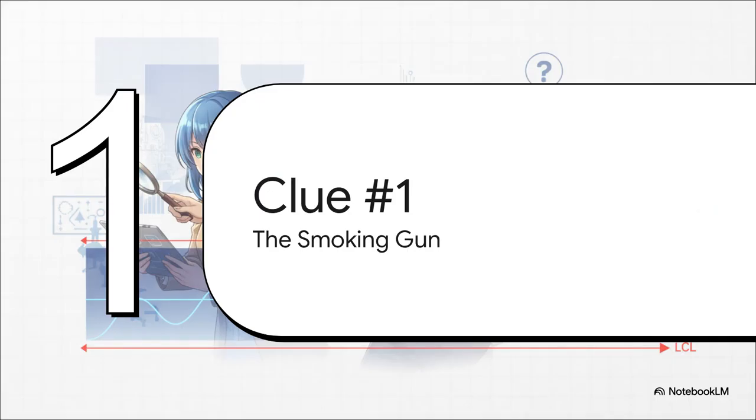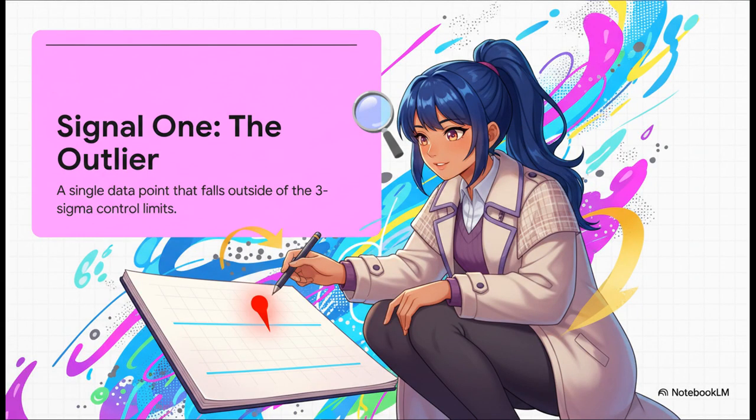So with that in mind, let's move to our first and honestly most obvious clue for spotting a special cause. This is the one that's pretty much impossible to miss. This is our smoking gun, a single data point that lands completely outside of those upper or lower control limits, because we know that 99.7% of all the points should be inside those limits. Seeing one outside is an immediate flashing red flag that something unusual is going on.